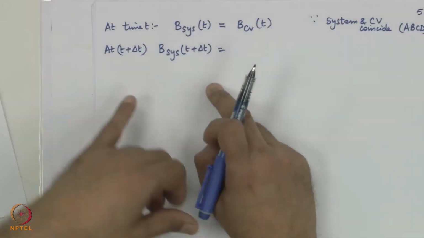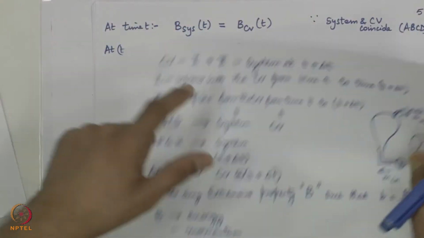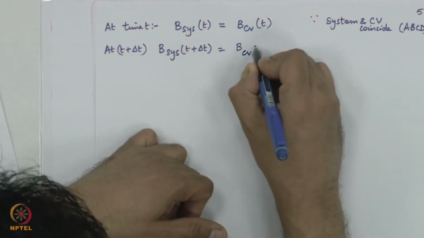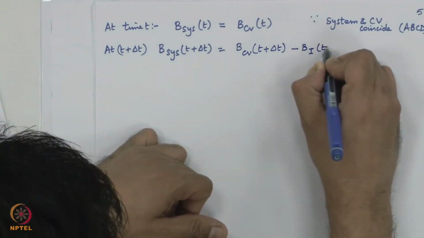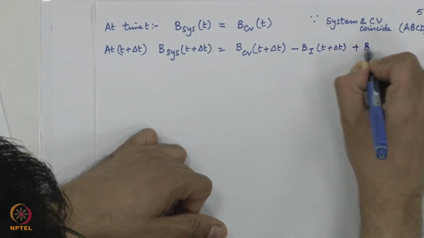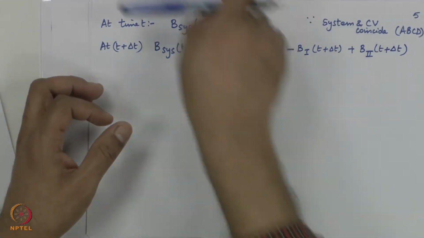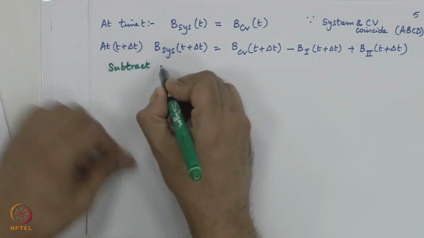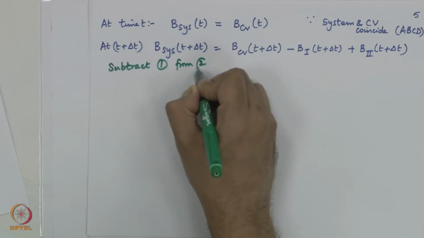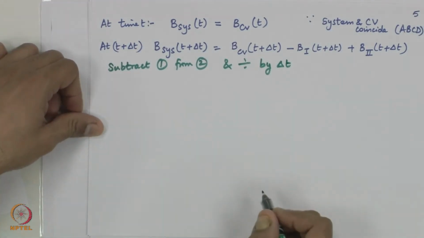So B of the system at t plus delta t is nothing but, using this definition, B of the control volume at t plus delta t minus B of region 1 at t plus delta t plus B of region 2 at t plus delta t. Now what we are going to do is subtract the first from the second and divide by delta t.